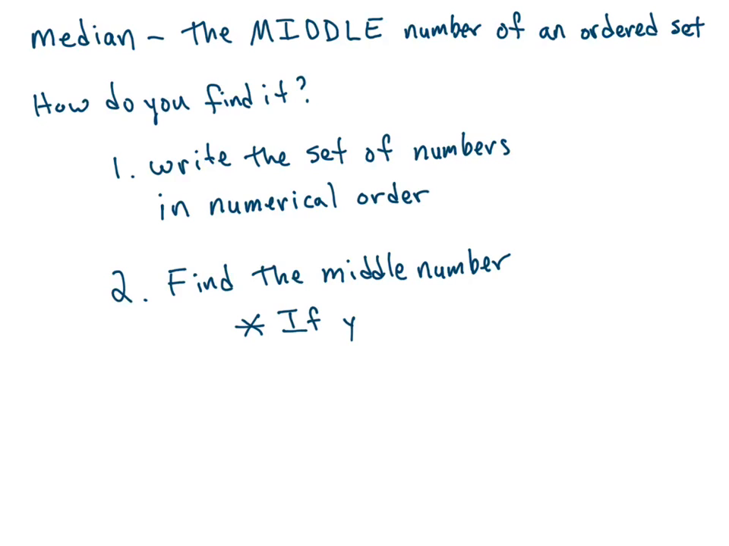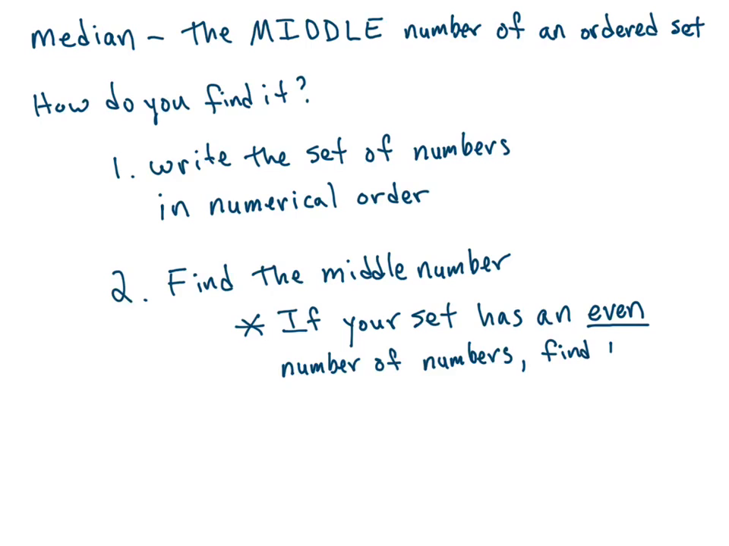Quick little asterisk here. If you have an even set, or a set that has an even number of items in there, you're going to have to average the two middle numbers. Basically think of it like a tie of who or what is in the middle. So we have to find the average of those two middle numbers.